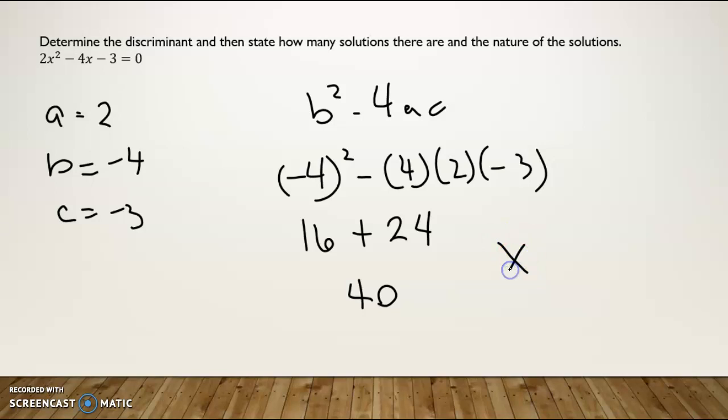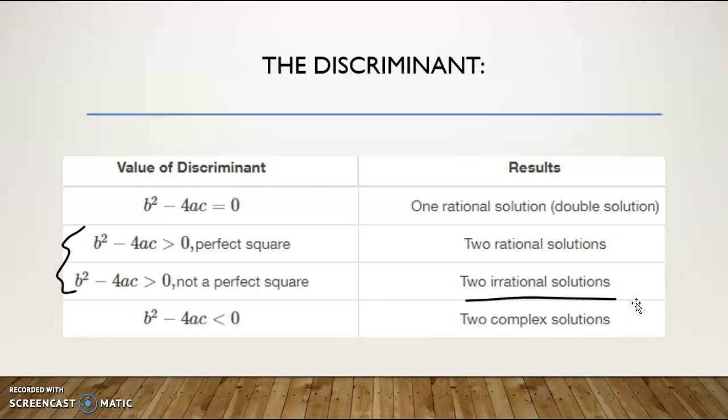So what your answers would be for this one is x is equal to 2 plus or minus the square root of 10 all over 2. Okay, so notice that those are two irrational, one with a positive sign, one with a negative sign, because they can't be written as a simple fraction. So those would be two irrational solutions there.